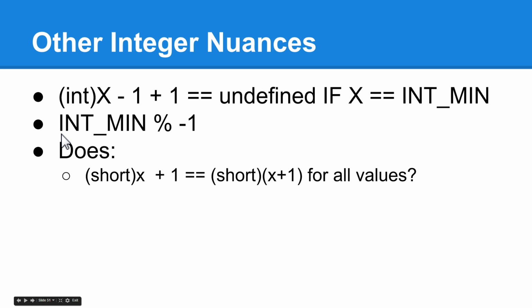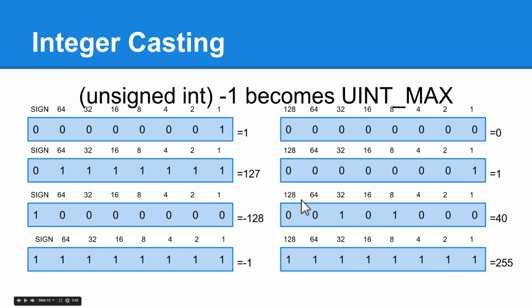Another setting to consider, int min modulo -1, is quite interesting. Modulo a negative number is, I believe, undefined behavior, and taking this, which would be an even more interesting twist on undefined behavior, may yield very interesting results. Lastly, this example: does short x plus 1 always equal short of parentheses x plus 1 for all values? So if x is a signed int and it is signed int max plus 1, that's going to actually be an overflow of a signed integer, which, as we discussed, is undefined behavior. And it won't evaluate the same as this, I believe.